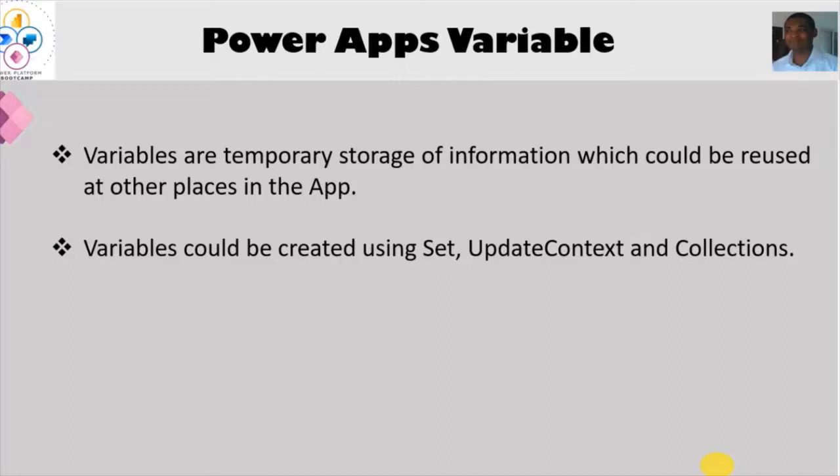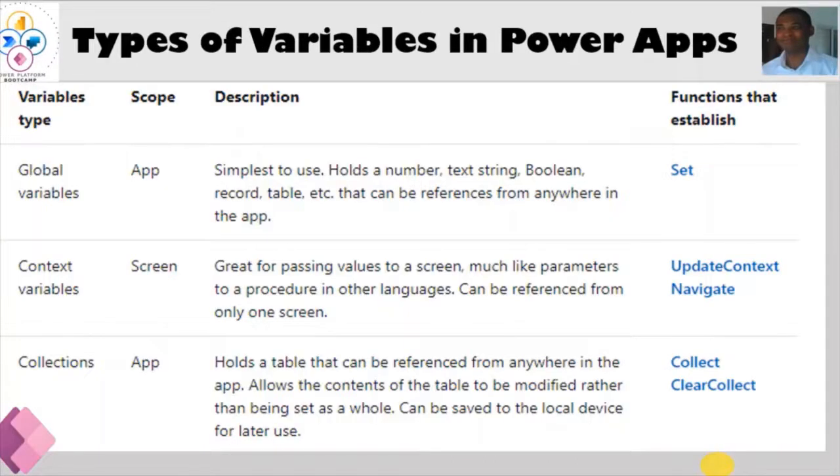So we are also going to look at how to create the variables using sets, update context, and collections. Typically, there's another function called the wait function, and the wait function could, in my view, also be considered as a form of creating variable because it also holds data. And then we also have environment variables. But these two, wait function and environment variables, are outside the scope for today. Maybe we can look at it later.